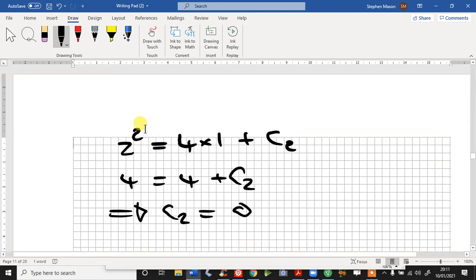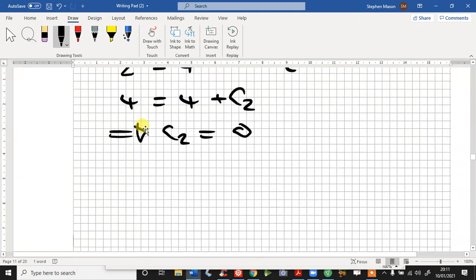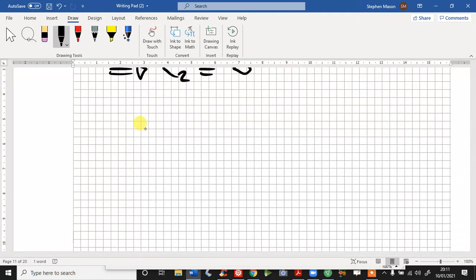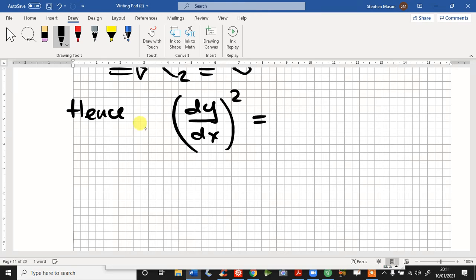Hence, we can write down (dy/dx) all squared equals 4x on its own. So 4x, and we'll call that equation 4, right?